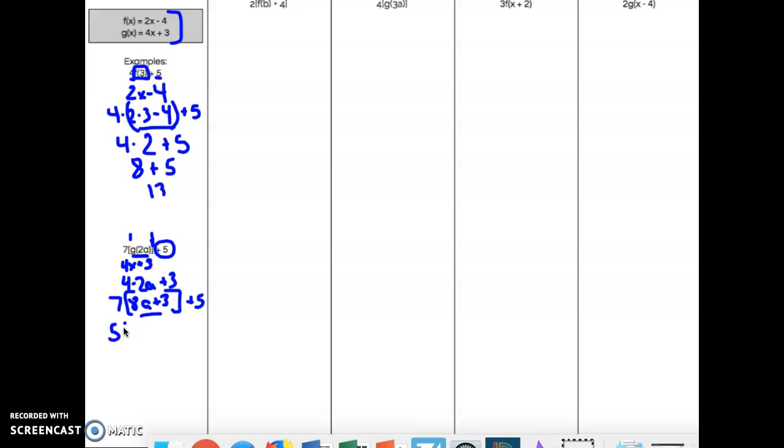So 7 times 8a will be 56a. 7 times 3 would be 21. And then I also have this random plus 5 at the end, which will combine with 21 plus 5 for a total of 26. So I have 56a plus 26. Okay? At this point, I'm going to have you pause it and try some of these. I think you'll find that the later 2 are easier than the first 2, but maybe I'm wrong. Go ahead and give them a try, though.